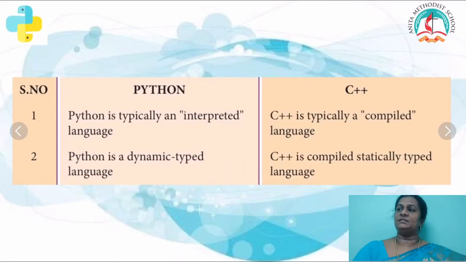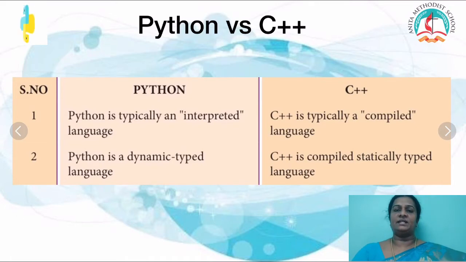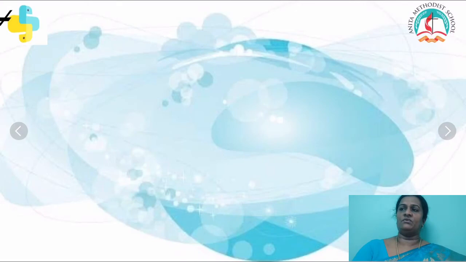What is the next thing? Again, we are going to see the difference. Python is a dynamically typed language, and C++ is a compiled, statically typed language. What is dynamic? I told you earlier. Dynamic means there is movement or change. And what is static? There are no changes; it remains the same. So that is called static. Dynamic and static.